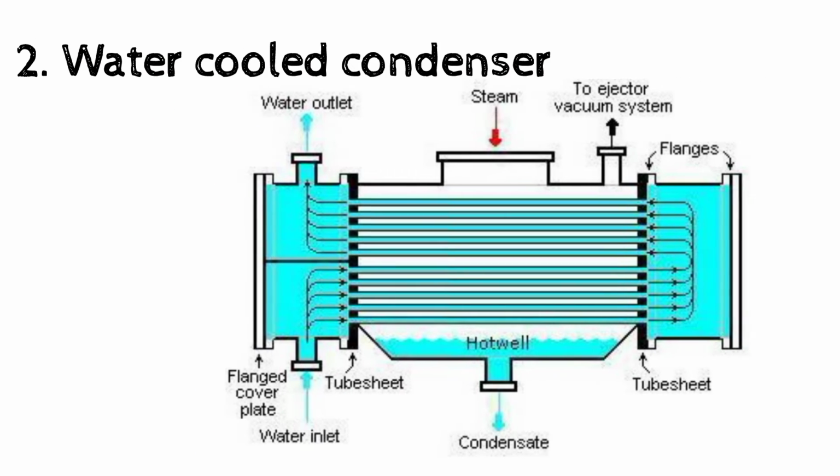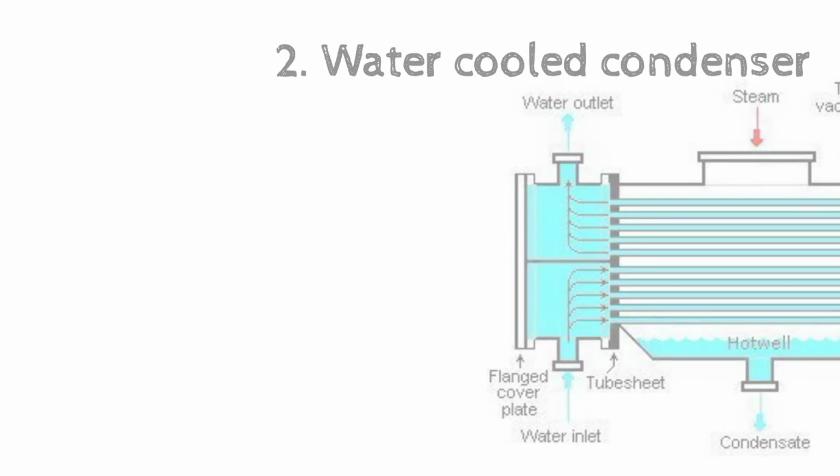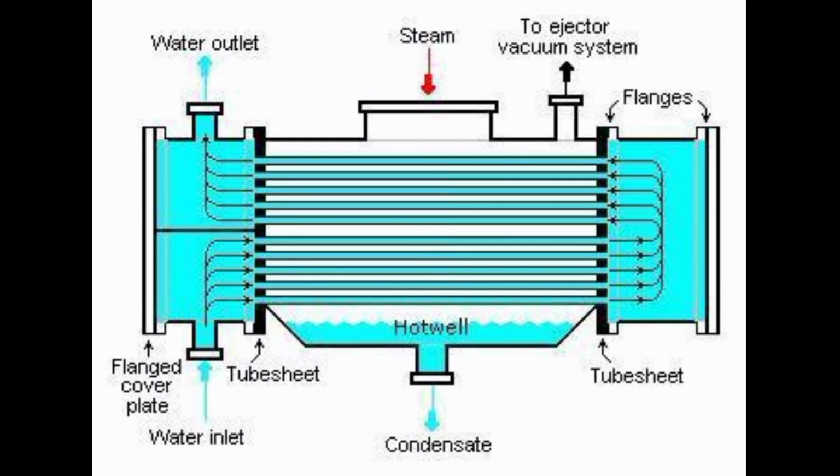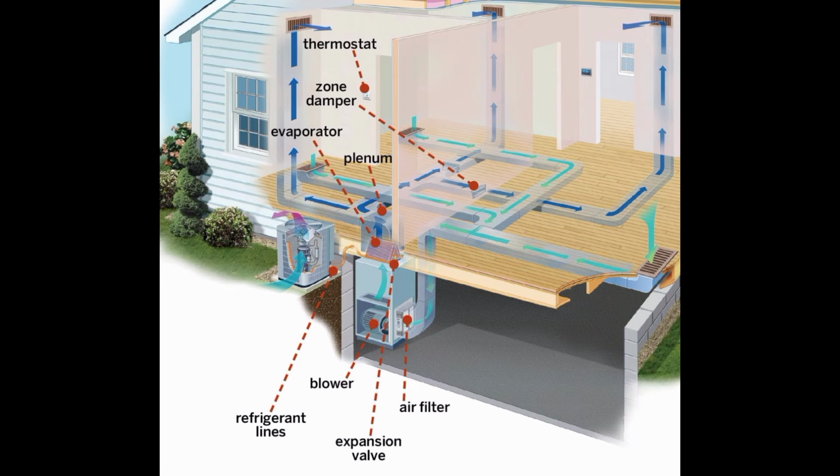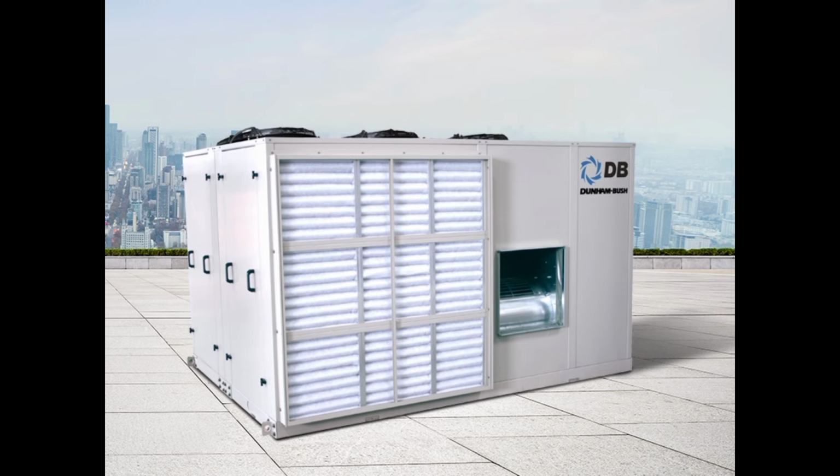Water cooled condenser. In a water cooled condenser, we remove the heat by using water. In this type of system, we use in central AC, big package AC, large refrigerant plant, etc.